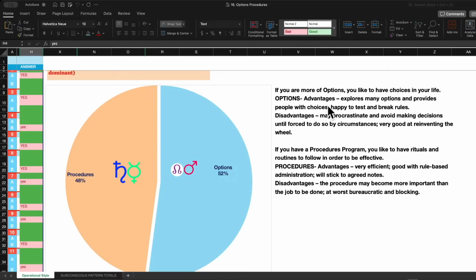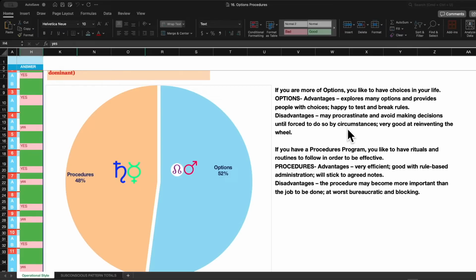So, options person, advantages: they love to explore many options and provide people with choices. Happy to test and break rules. Disadvantages: may procrastinate and avoid making decisions until forced to do so by circumstances.